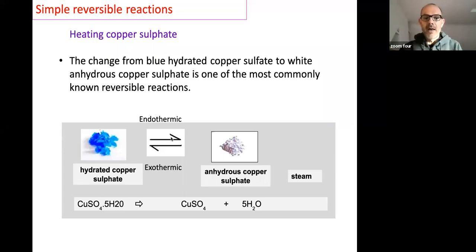And here's our example of endothermic in one direction. So it's taking in heat. We're having to heat it in this direction, but it's exothermic in that direction because we can feel the heat coming back out. This is a reaction that you have to learn.